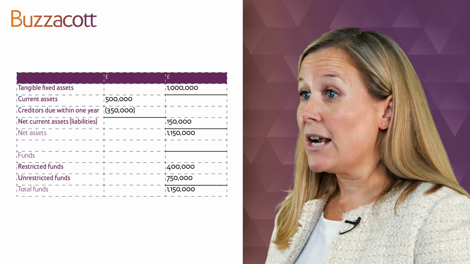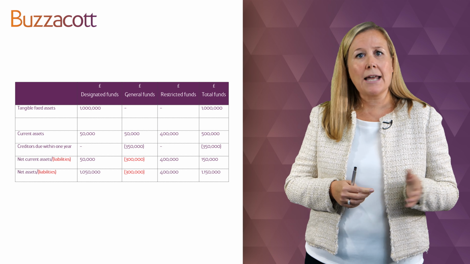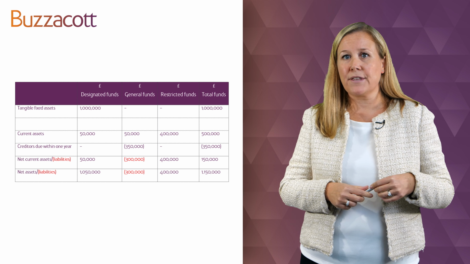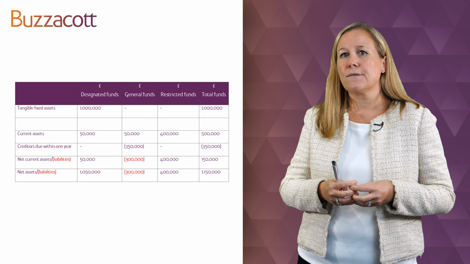So the additional breakdown that we've provided here of the same figures, this is something that should be shown in all sets of charity accounts. It's actually called the net assets between funds note, and it's usually near the back of the accounts, but you sometimes see the balance sheet presented in this fund format.